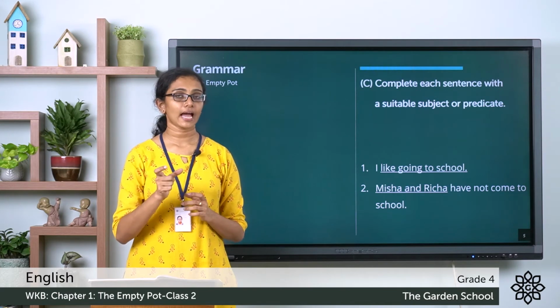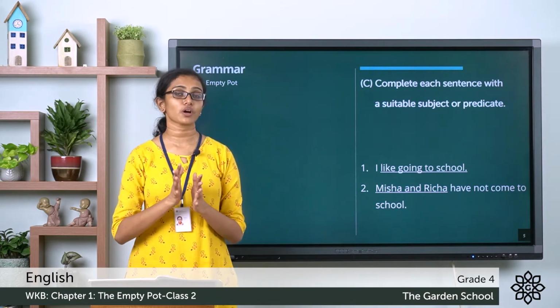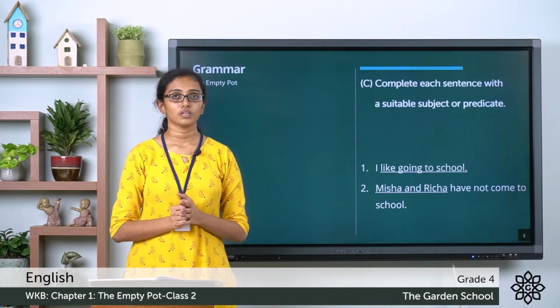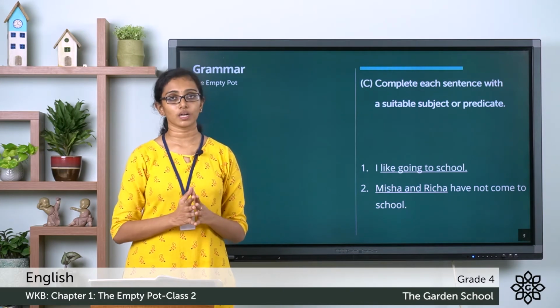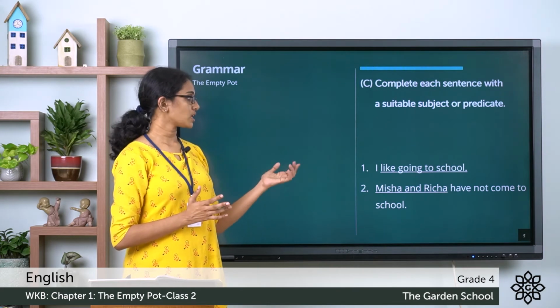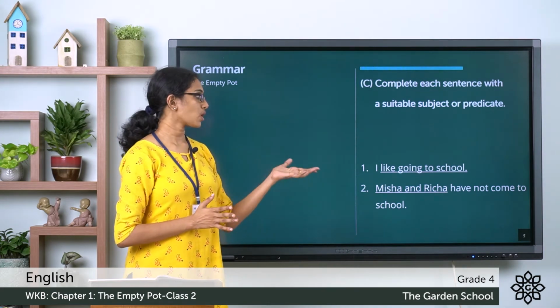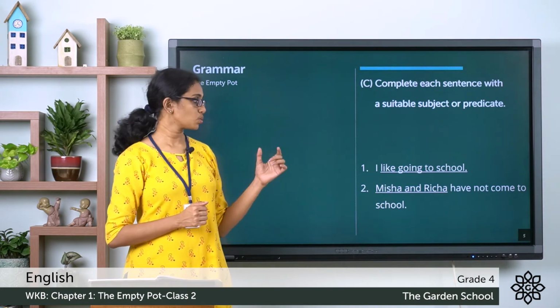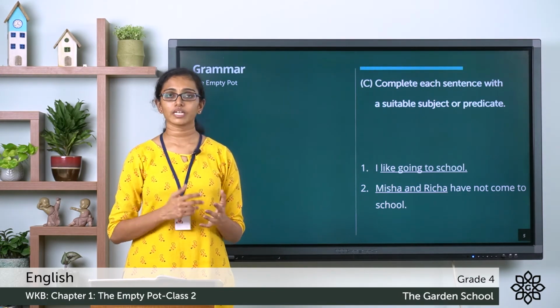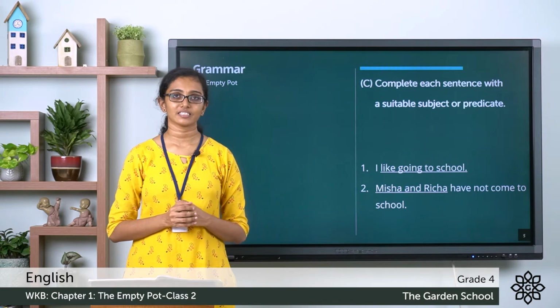So here the word have means that the subject is not singular but plural. If the subject was singular, we would have used has not. So since it is given have not, it means the subject is plural. So for example, we can write something like Misha and Richa have not come to school. There are two people mentioned here, which means the subject is plural. You can write any subject as you like.